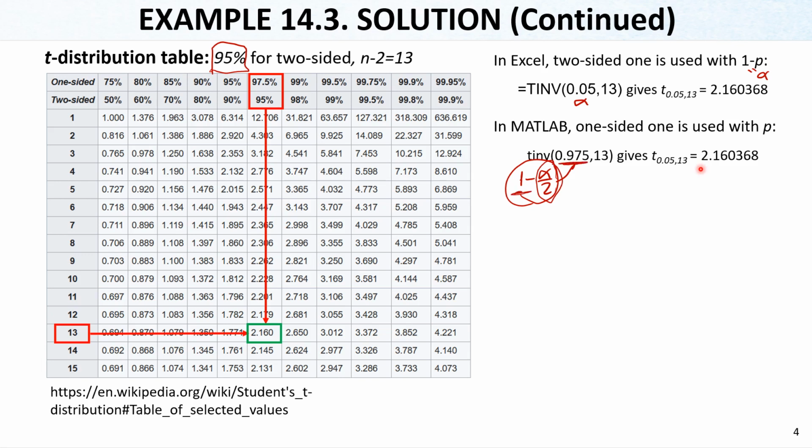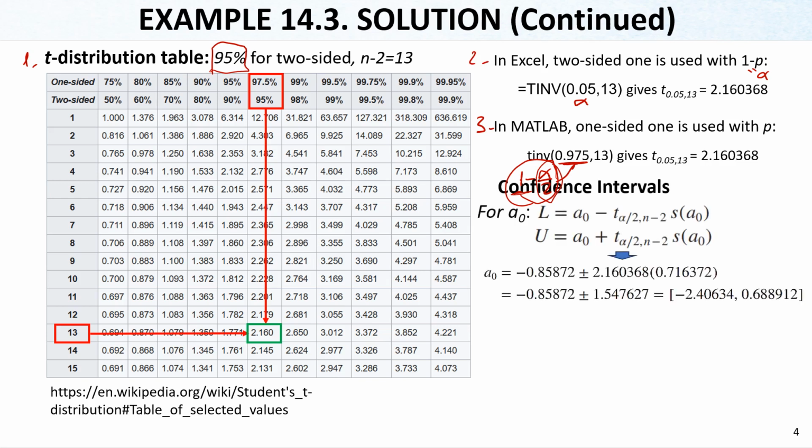In MATLAB, you can use this, and it will give us the same result, because you can see these two give the same result anyway. You can use either of these three options. This is the first option, this is the second, this is the third, and all of them will give the same result. And now we can calculate the confidence intervals.